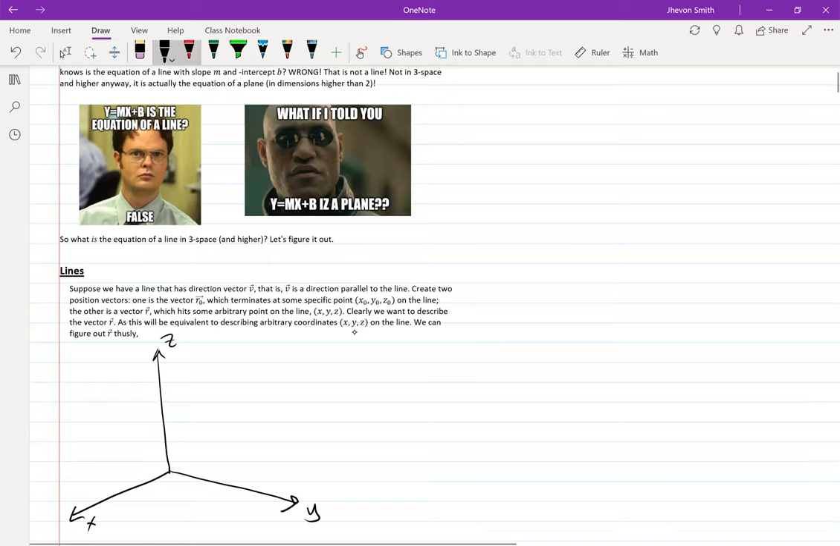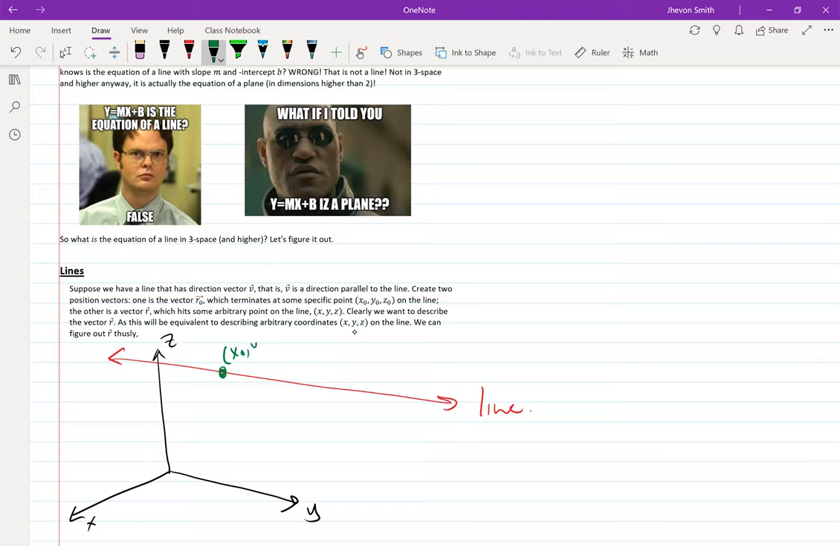And this is my line floating through three space. Now, suppose I know a point on this line. Let's call this x naught, y naught, z naught. I also know the direction in which the line is moving. So I also know a vector that is on this line. Let's call that vector v.